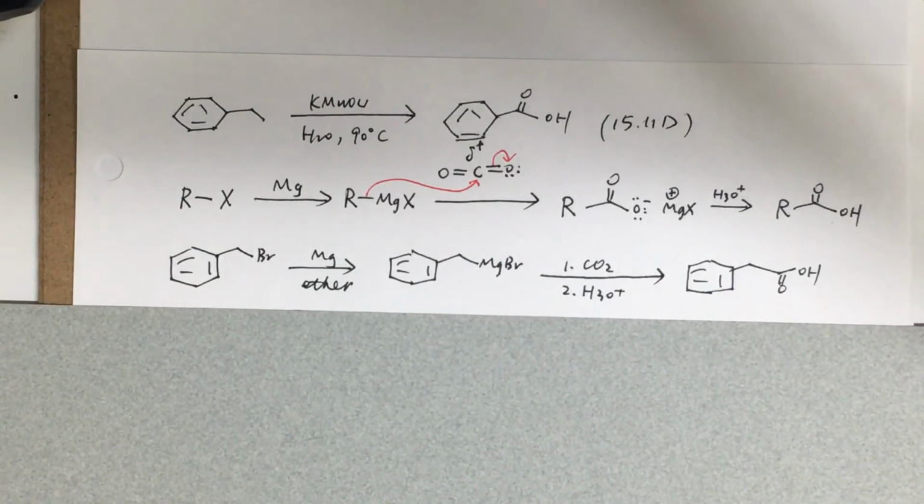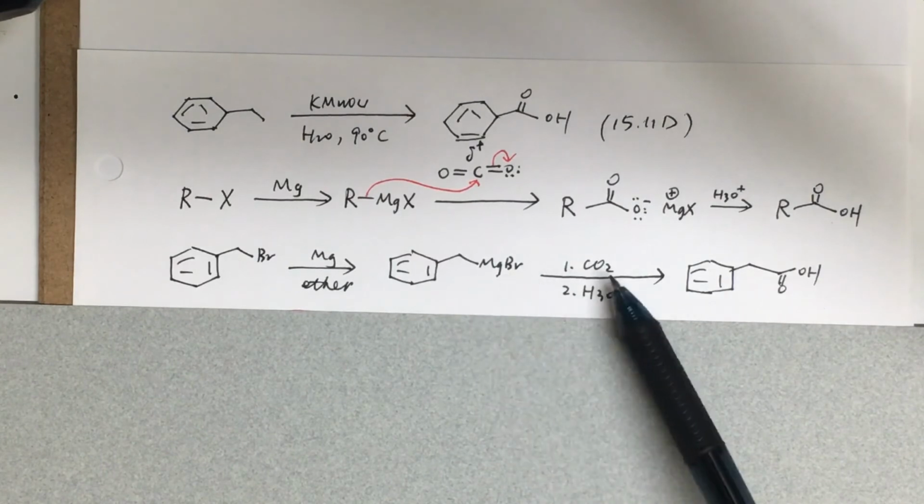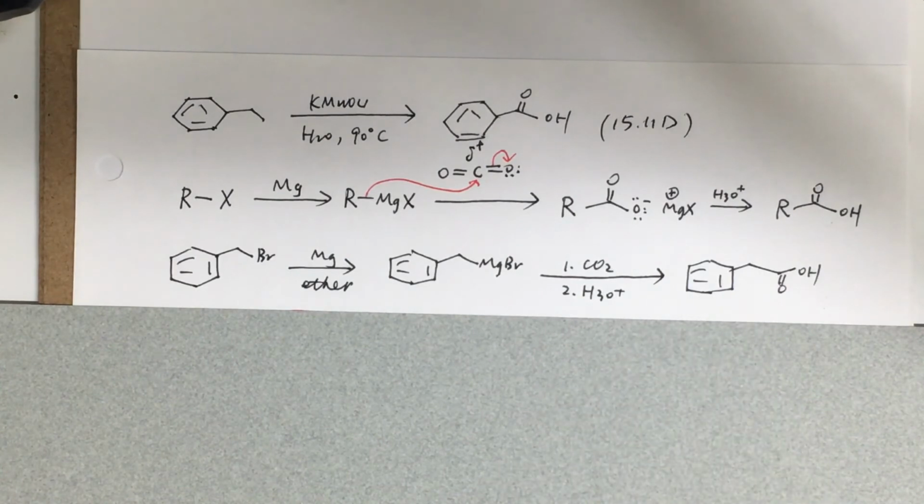Show you an actual example. Benzyl bromide reacting with magnesium, generating the corresponding Grignard, and the Grignard could react with carbon dioxide in a separate step, being acidified, generating this phenylacetic acid.